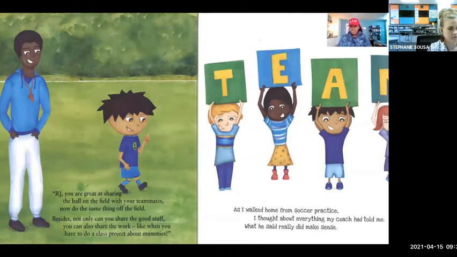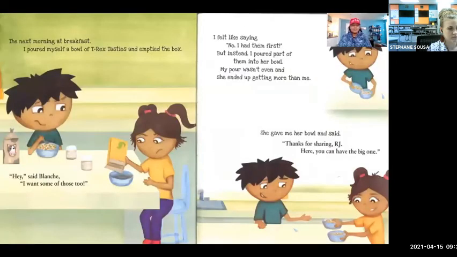As I walked home from soccer practice, I thought about everything my coach had told me. What he said really did make sense. The next morning at breakfast, I poured myself a bowl of T-Rex Tasty and emptied the box. "Hey," said Blanche, "I want some too." I felt like saying, "No, I had them first," but instead I poured part of them into her bowl. My pour wasn't even, and she ended up getting more than me. She gave me her bowl and said, "Thanks for sharing, RJ. Here, you can have the big one."